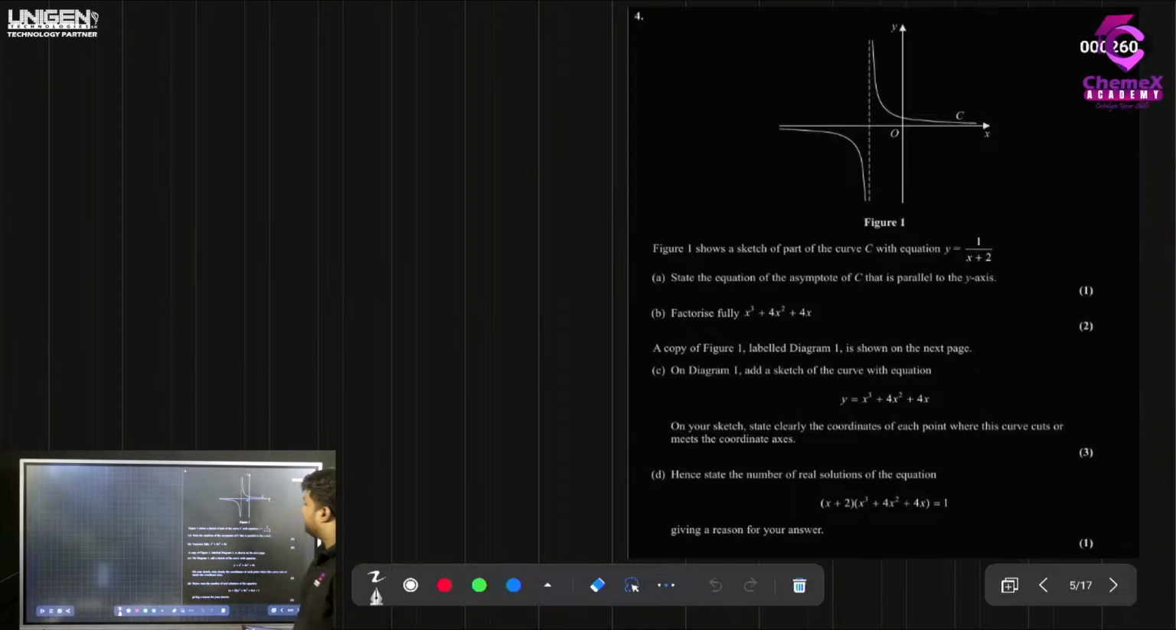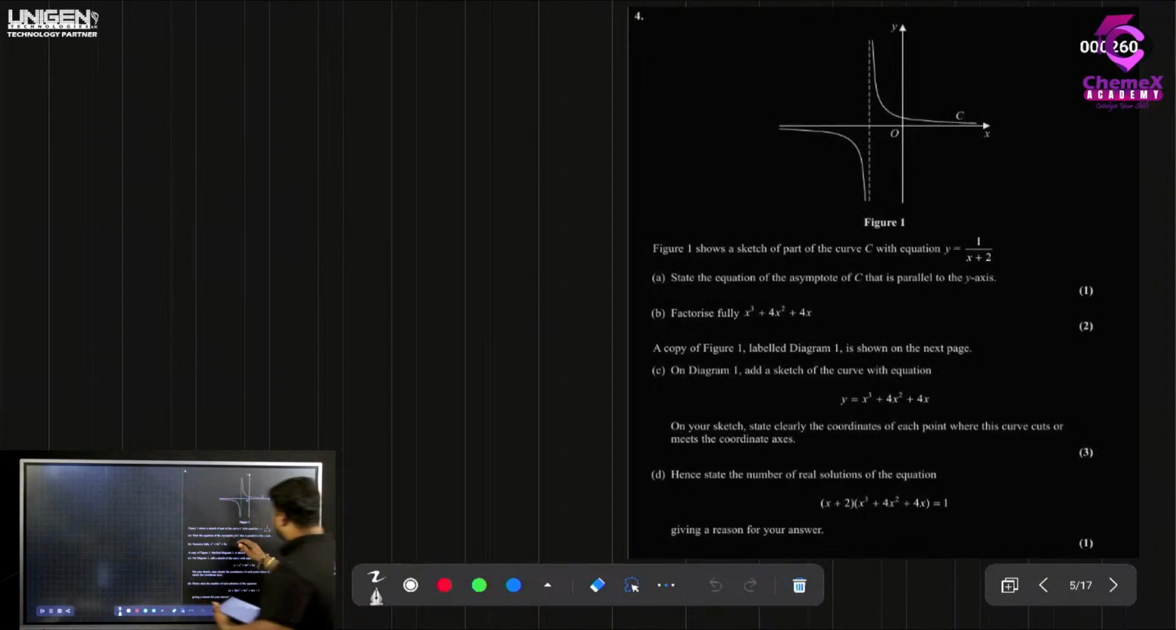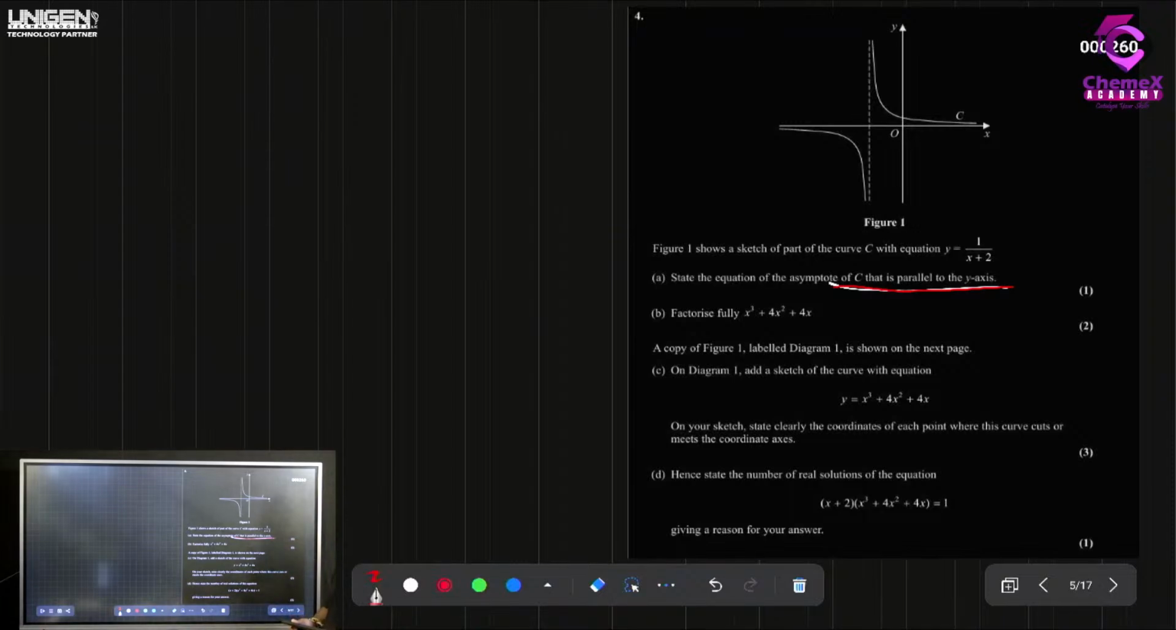Rationalizing question. Alright. So this is a question related to graphs. Figure 1 shows a sketch of part of curve C with the equation y equals 1 over x plus 2. And they are asking, state the equation of the asymptote of C which is parallel to the y-axis. So what is this asymptote? They are asking that. Any ideas you all have?